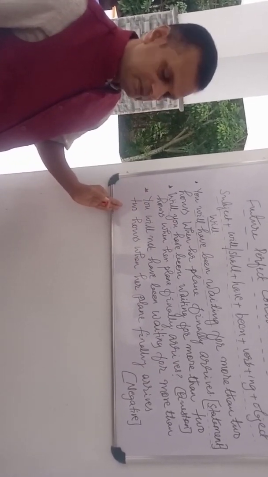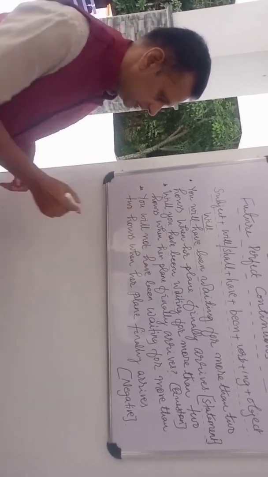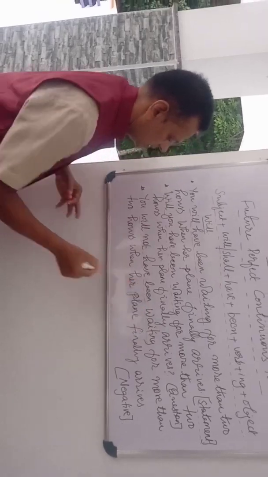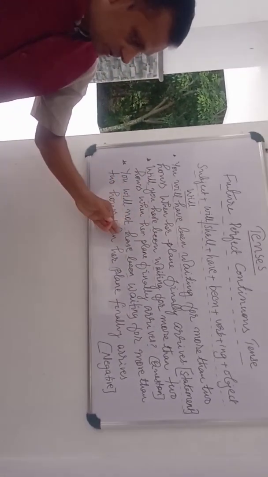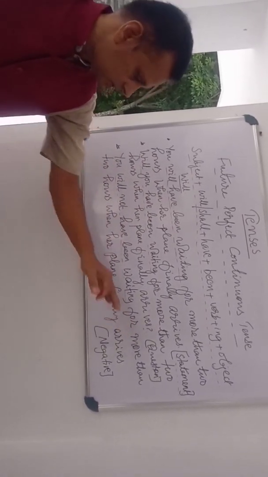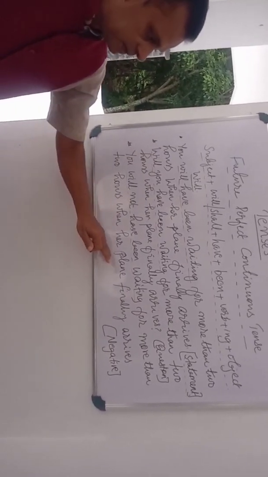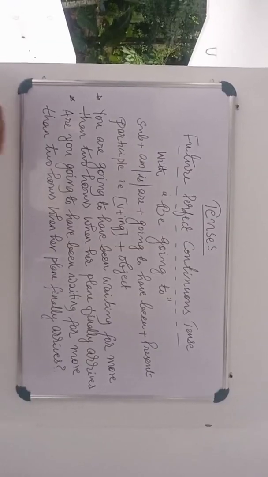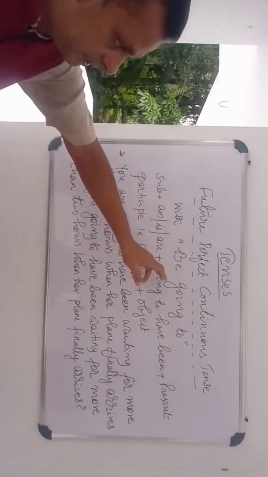The next sentence will be, you will not have been. It's a negative form, so we added the not. You will not have been waiting for more than 2 hours when her plane finally arrives. It's a negative sentence. You can examine with be going to.